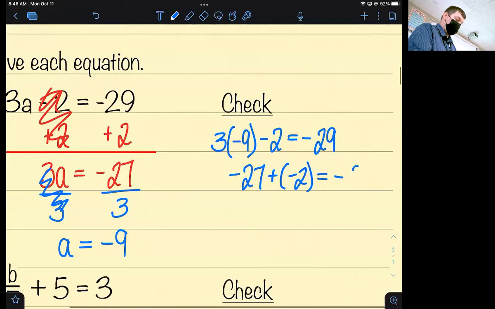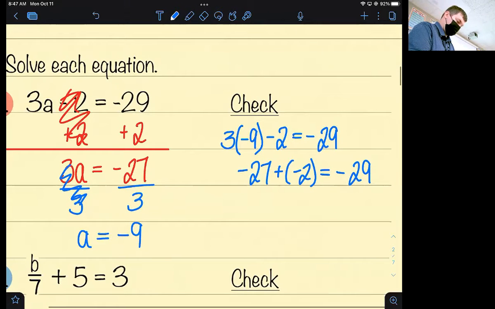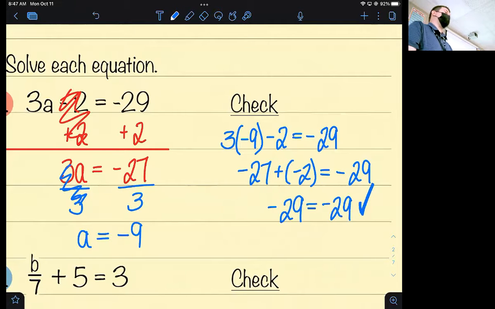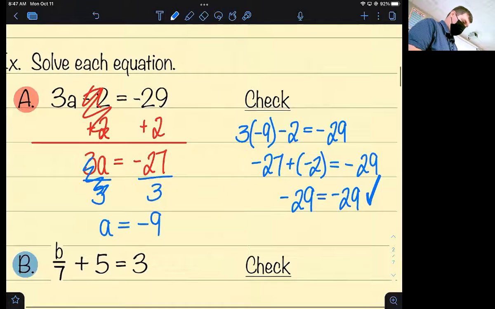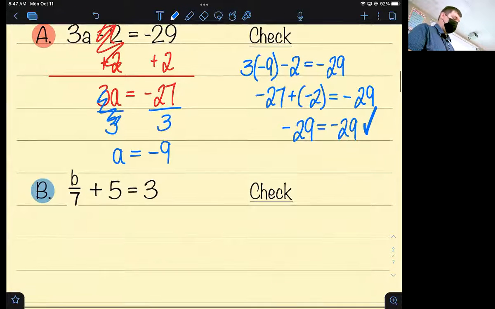So it's not negative 25 if that's what you're thinking, because when you subtract, it gets lower. What do negative 27 and negative 2 make when you combine them together? We're going to join forces, right? What do you get? Negative 29. That's right. And that tells us we are correct. A equals negative 9 is the correct answer. Okay, let's jump down to example B then.